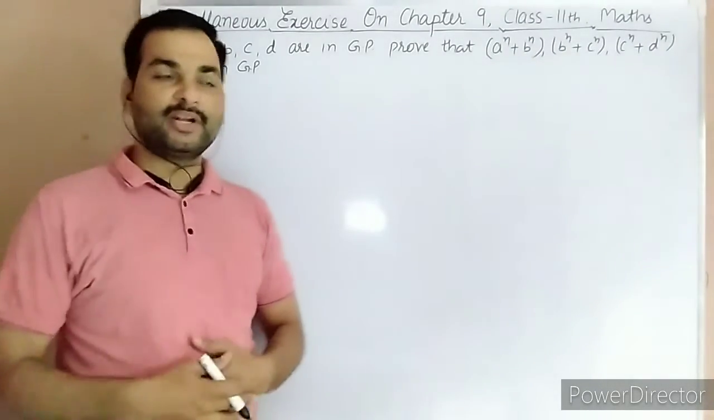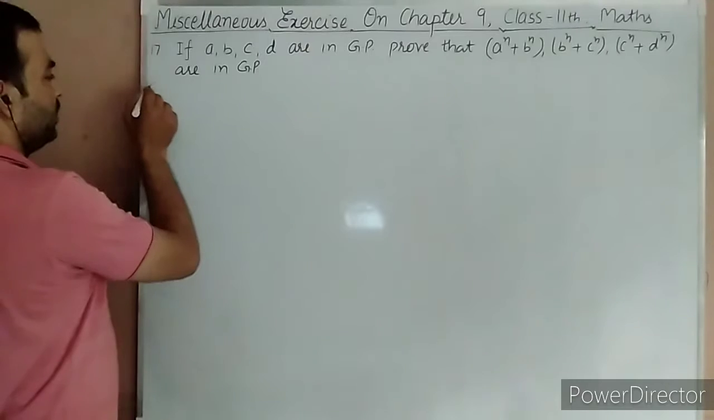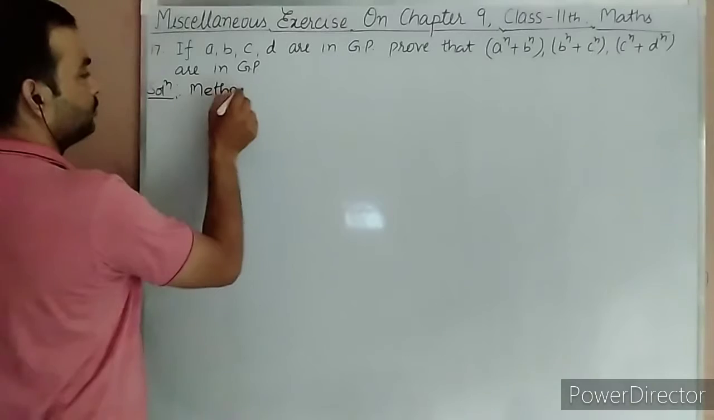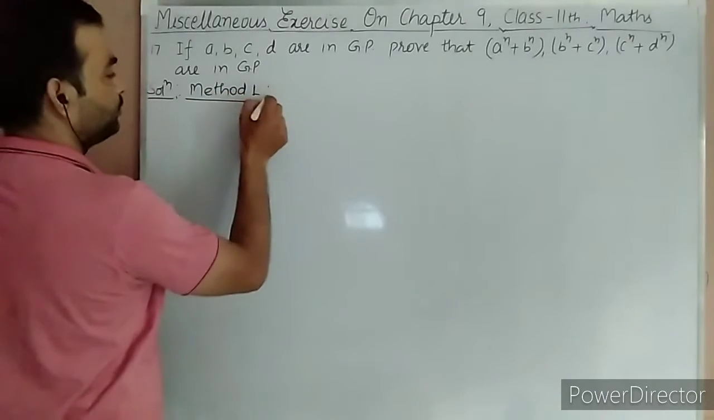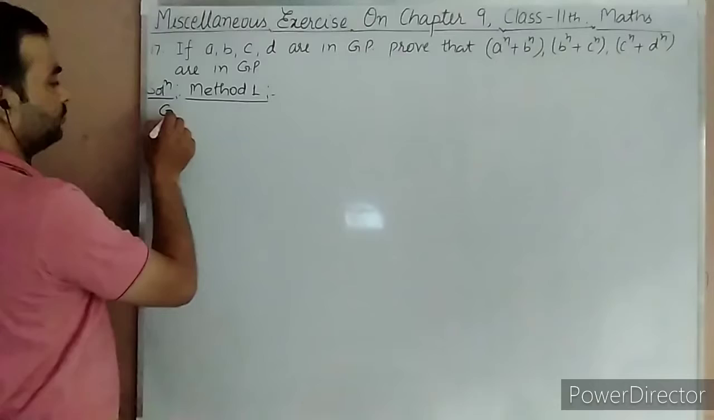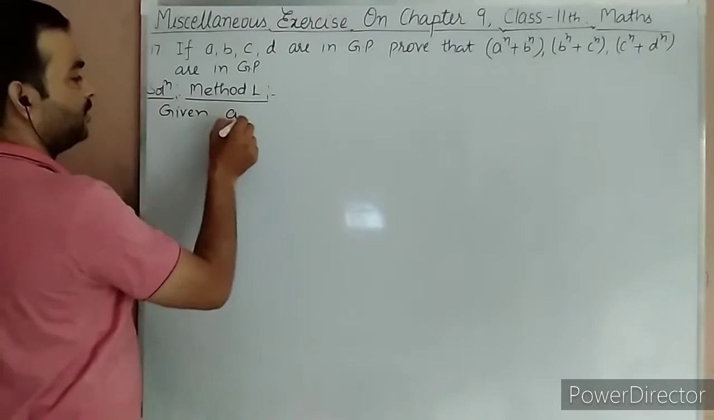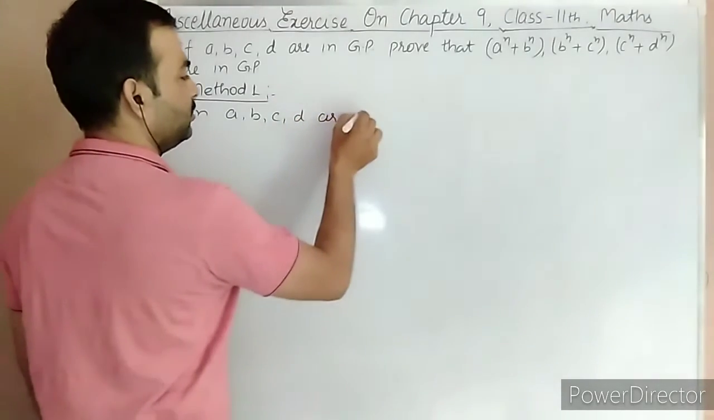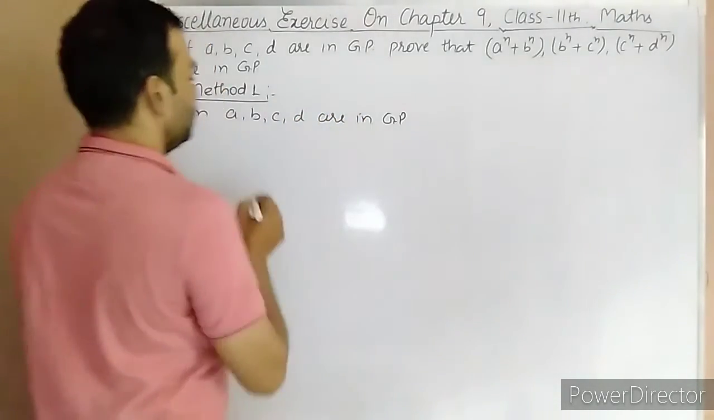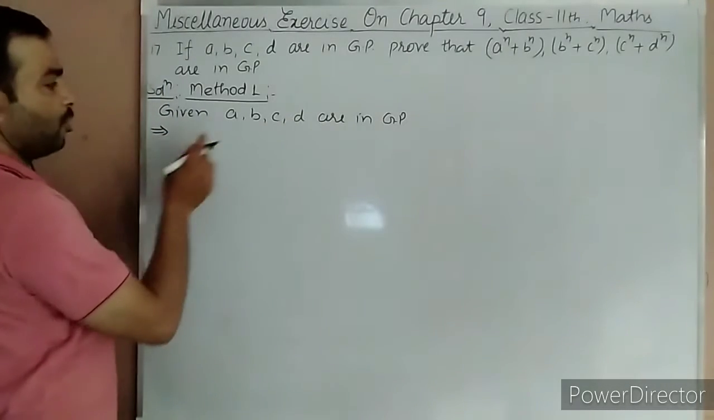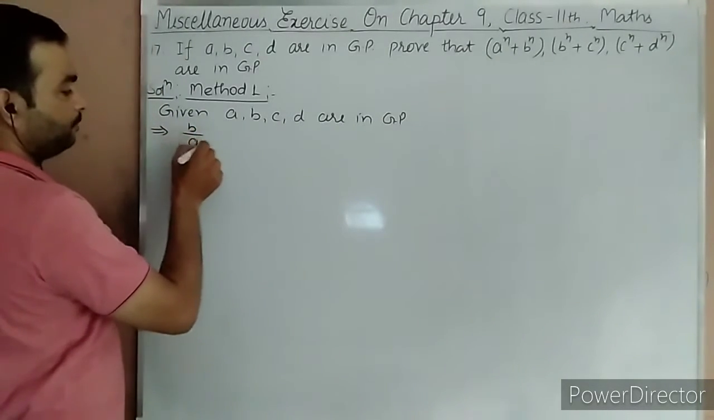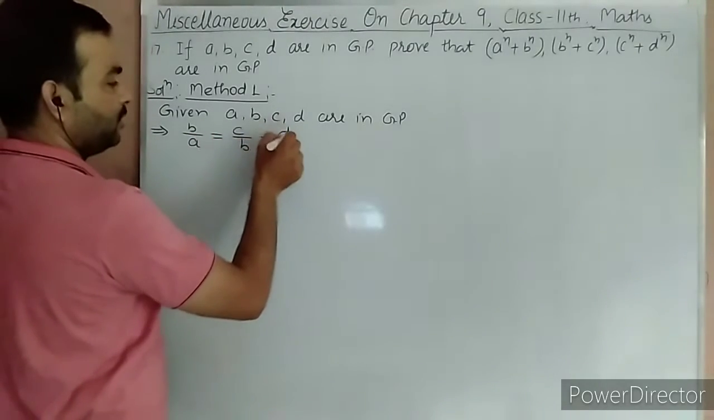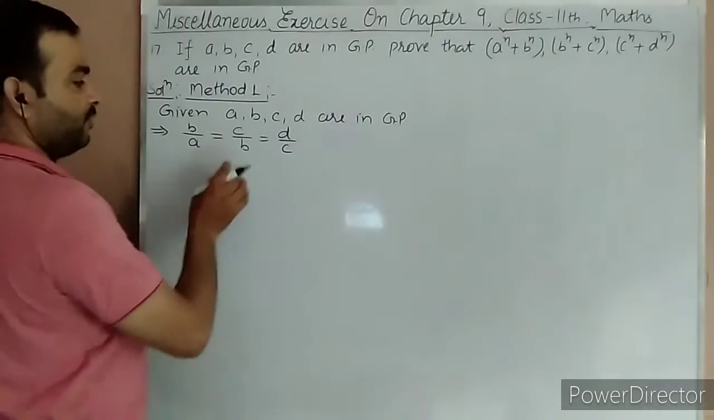So method 1, its solution. In the first method, since it is given that A, B, C, D are in GP, therefore we know very well the common ratio, that is B by A, is equal to C by B, is equal to D by C, will be equal.